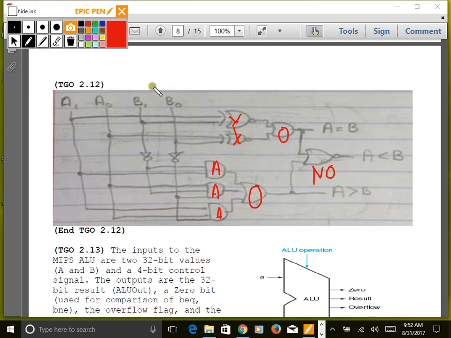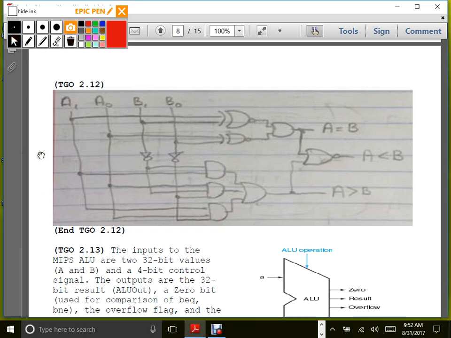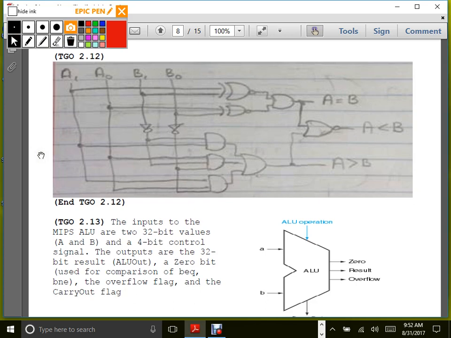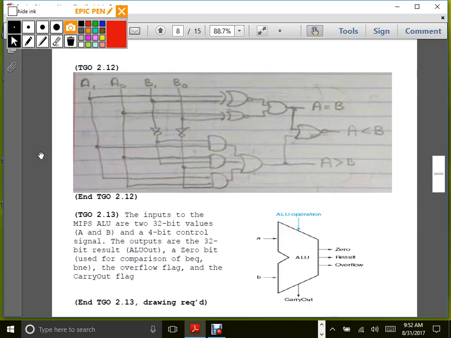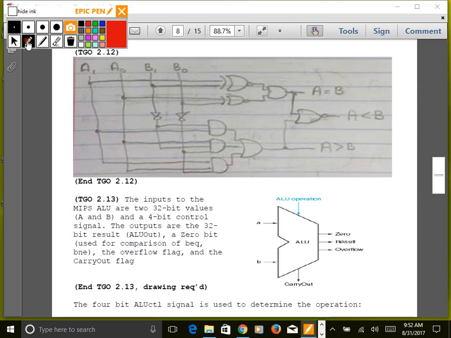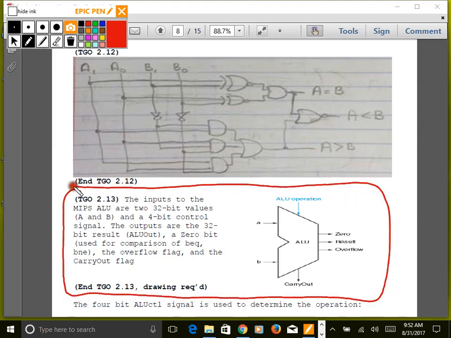All right, so I'm going to scroll up a little bit and start discussing the actual layout of the arithmetic logic unit. So in MIPS, TGO 2.13 also includes the drawing. I want you to actually draw this ALU operation.